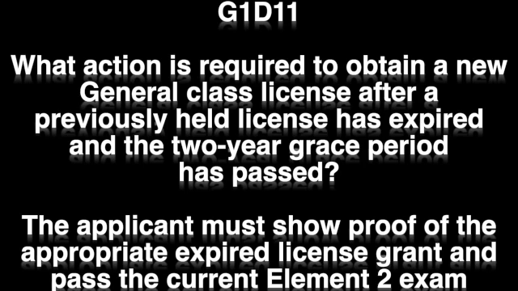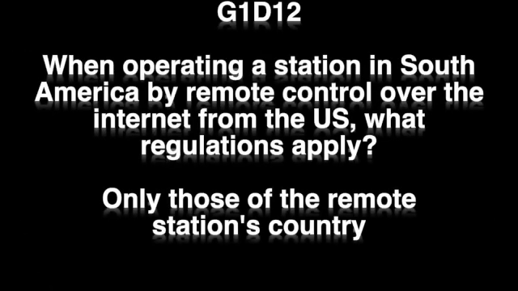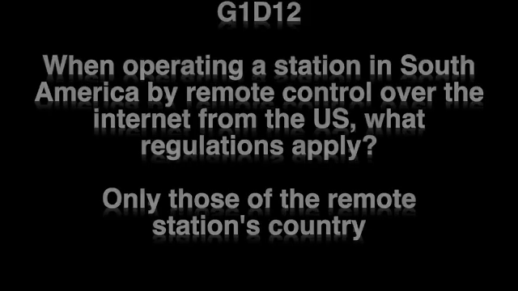G1D11. What action is required to obtain a new general class license after a previously held license has expired and the 2-year grace period has passed? The applicant must show proof of the appropriate expired license grant and pass the current Element 2 exam. G1D12. When operating a station in South America by remote control over the Internet from the U.S., what regulations apply? Only those of the remote station's country.